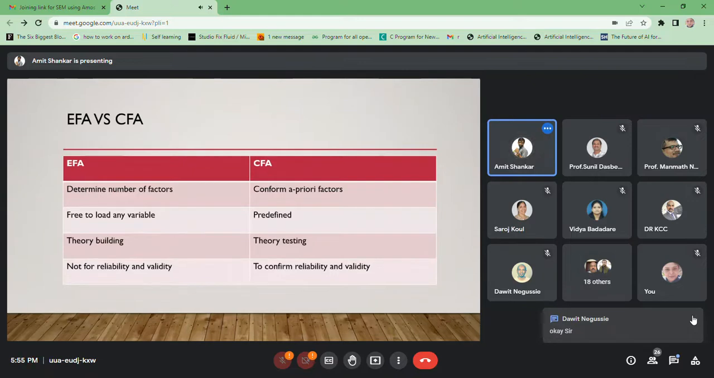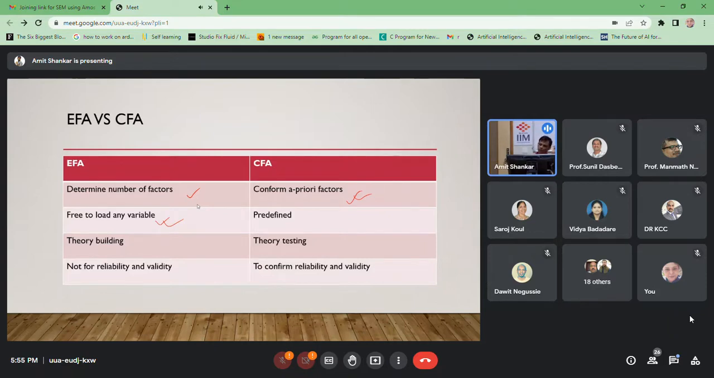Any other question? EFA is for when you are not sure about the number of factors. When you are sure about the number of factors and you just want to check the reliability and validity, then you go with CFA. In EFA, if you remember, we don't have any constraint on which factor an item will load to. It's free flow. Any item can flow, and each item loads to all the factors. If you have 5 factors, all the items will load on all the factors. But in CFA, you have to predefine that these 3 items are related to factor 1, these 3 items are related to factor 2.